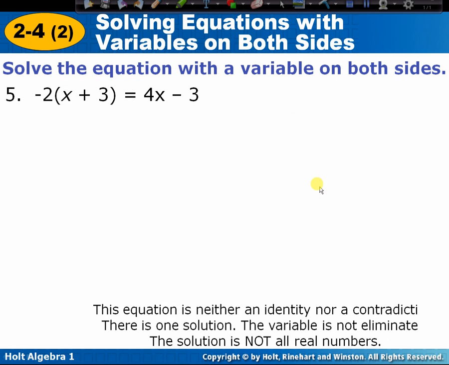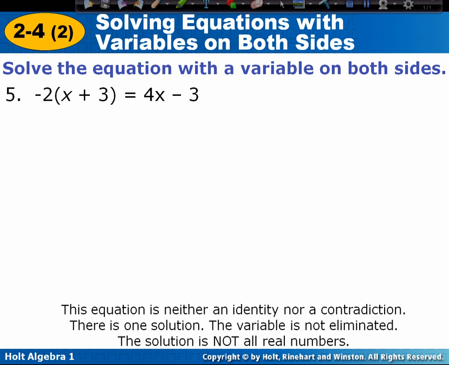All right, let's look at number 5. Write down this problem, and as you're writing it down, I want you to go ahead and draw these arrows from your -2 to show that you're distributing it to the x and to the 3 in parentheses. Once you've done that, go ahead and pause the video and try to solve this problem on your own.